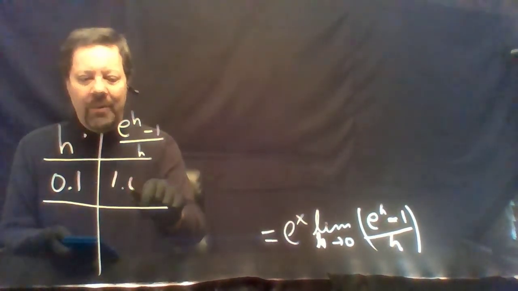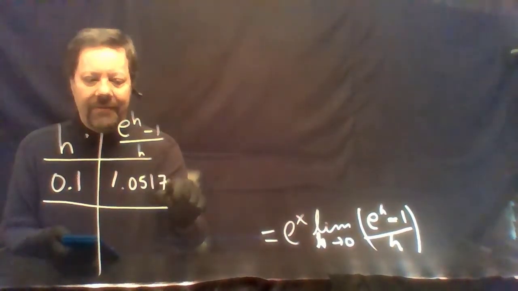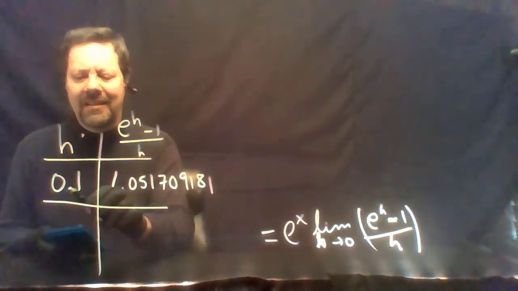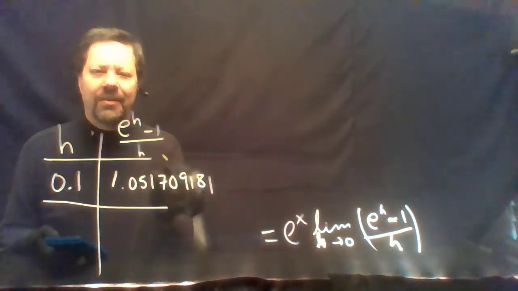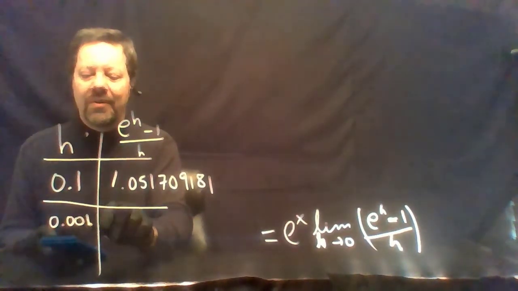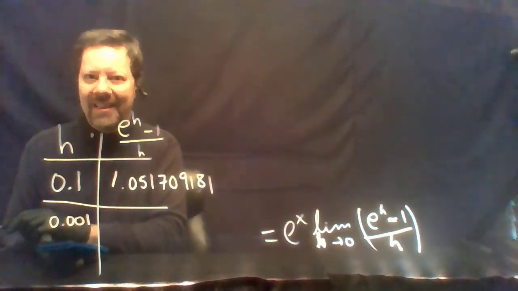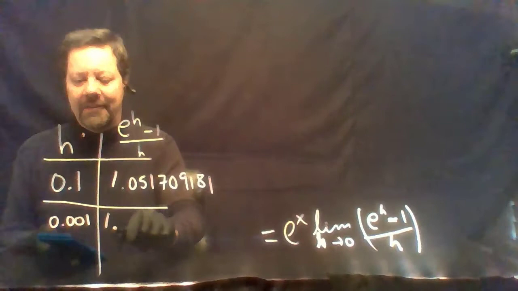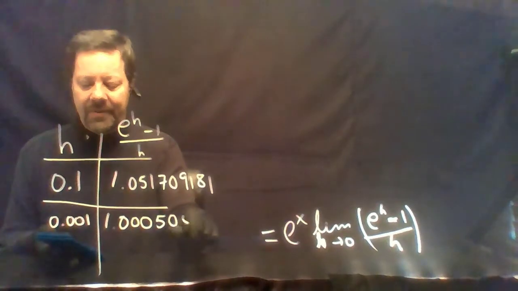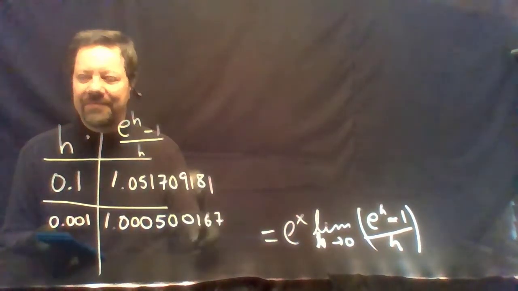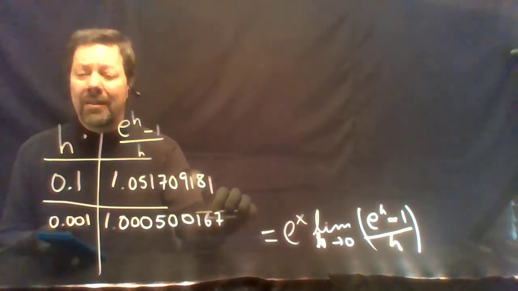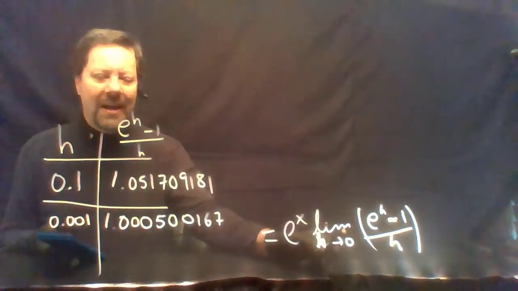My calculator gives me 1.05170918. 1/10 is not very close to 0. We need to squeeze in much closer to 0, maybe 0.001. Let's try that. My calculator gives me 1.0005000167. The first number was close to 1. The second number is even closer to 1. What do you hypothesize as the limit?